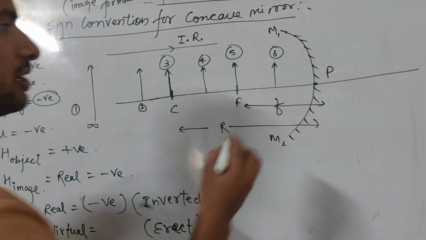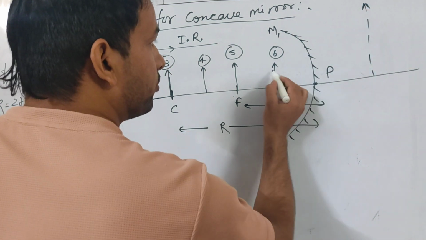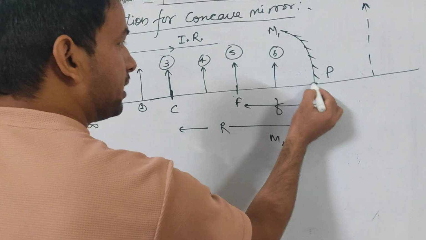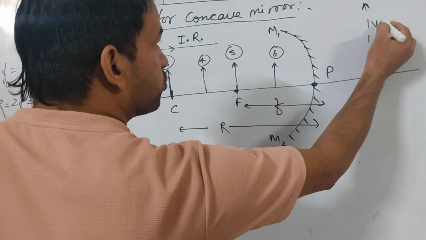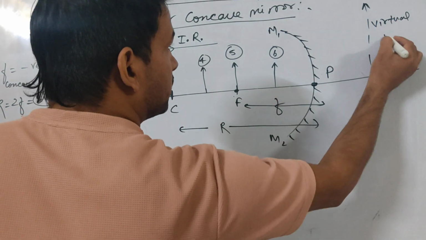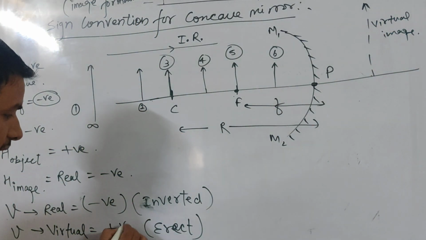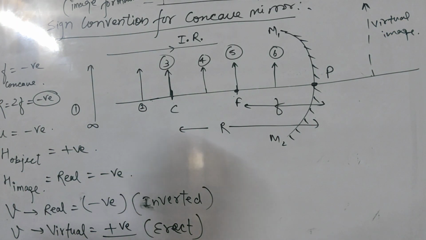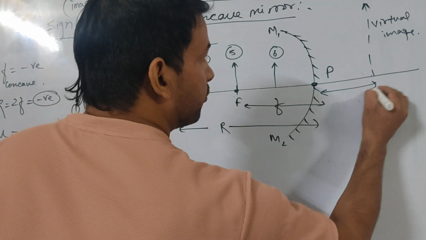Now see, the virtual image will be formed here only. It is the only situation, made when an object is placed between the focus and the pole. This is the virtual image. Keep it in your mind. You have studied this in 10th class, so I am not elaborating it anymore. So it is the V.